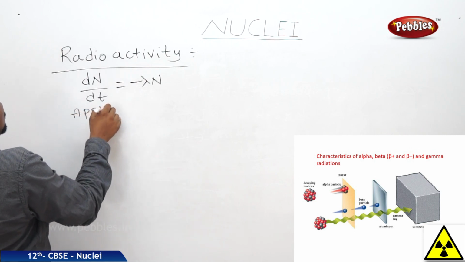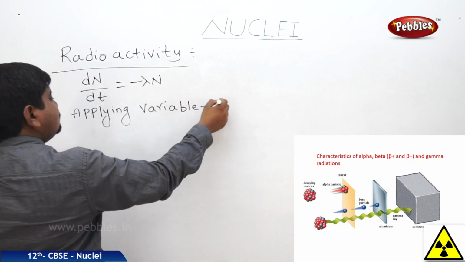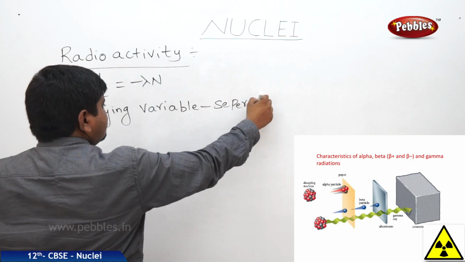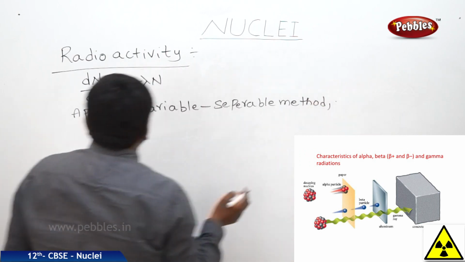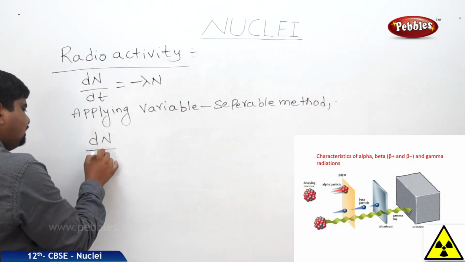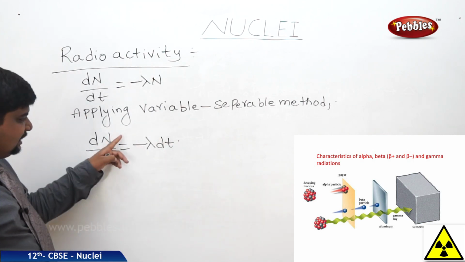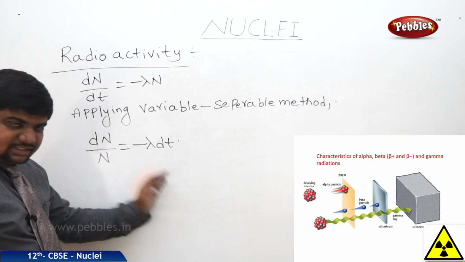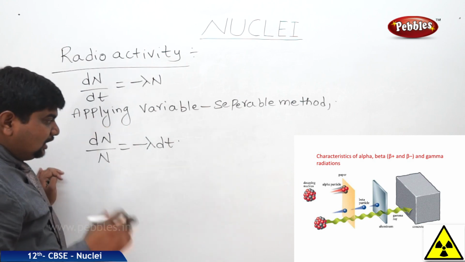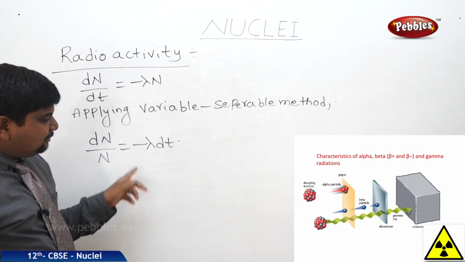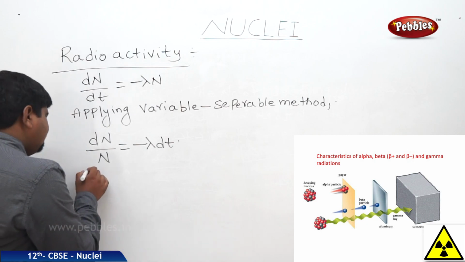Applying the variable separable method, the equation will be like this: dN by N is equal to minus lambda dt. Now I am integrating the whole equation, LHS and RHS, within the limits. For dN by N, initially the nuclides present are, let us say, N naught, and it reached N. Initial time is t naught and the time taken for the disintegration is t. So within the limits I am integrating both sides.